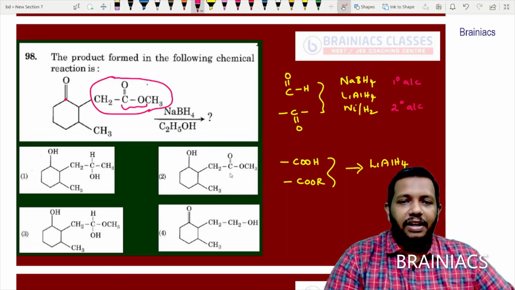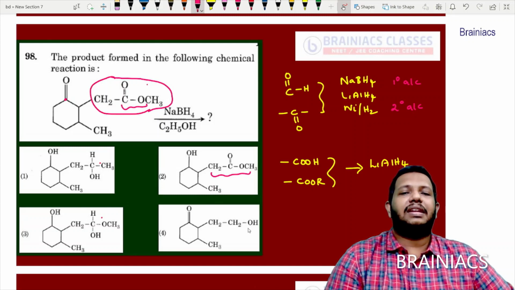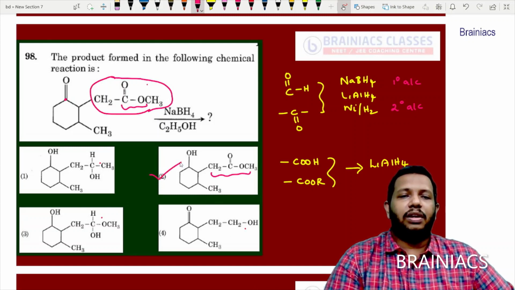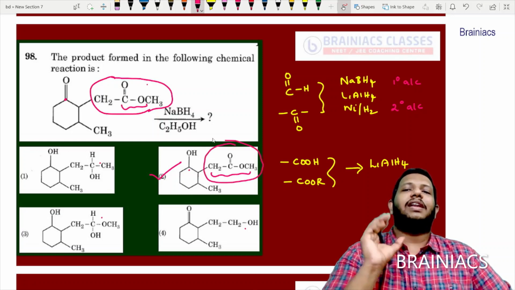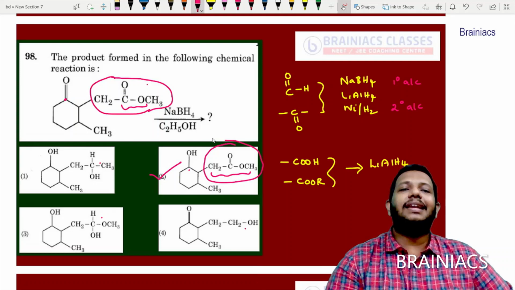That is present only in option 2, where it is remaining like that. In all other options you can see this is getting reduced. So option 2 is the correct answer. This one is getting reduced to alcohol and the other thing is remaining intact. So I am very happy about this question. I am sure all my dear students who have undergone our lectures might have easily written this question.